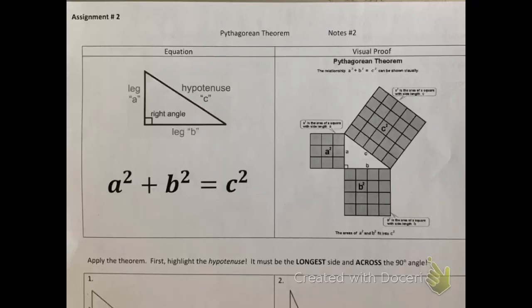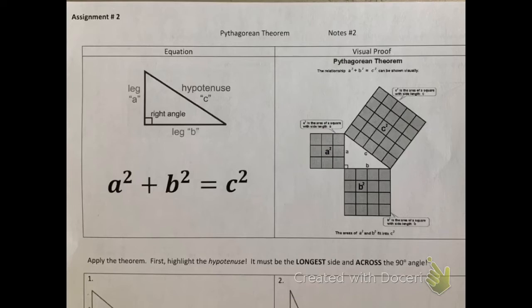For assignment number 2, we are officially starting our unit on right triangles called trigonometry. And in this unit, we're going to be finding missing sides and missing angles of right triangles. One of the most basic theorems for right triangles is called the Pythagorean theorem, and it is used to find a missing side of a right triangle.